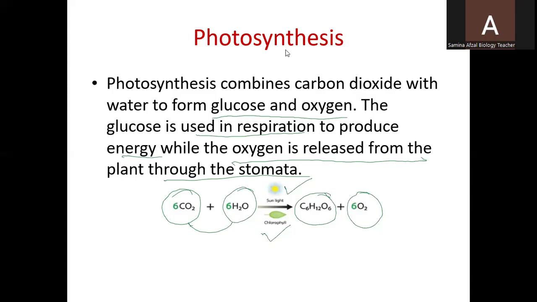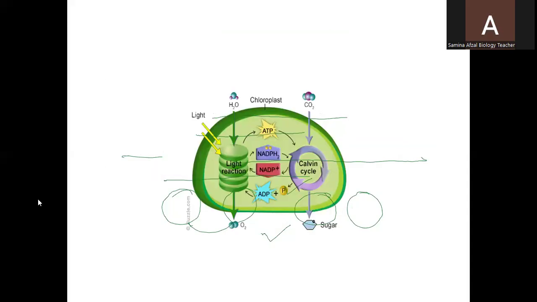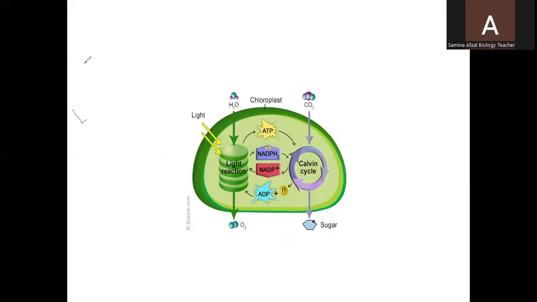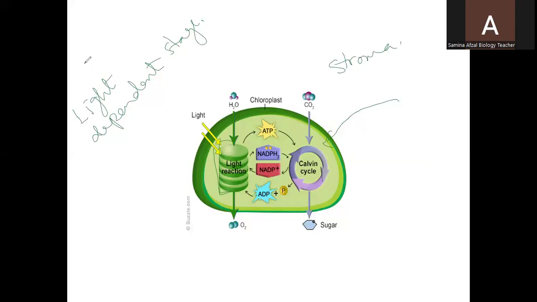And here you can see another diagram which is showing the two stages of photosynthesis. The first stage is called the light dependent stage, which takes place in the thylakoid membrane or the granum. Grana are the stacks of thylakoid membrane. And the second stage, which takes place in the stroma, is called the light independent stage.